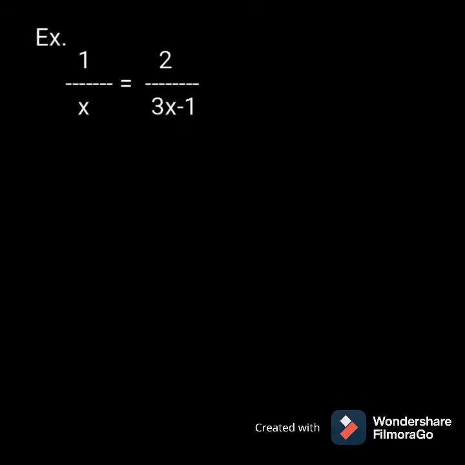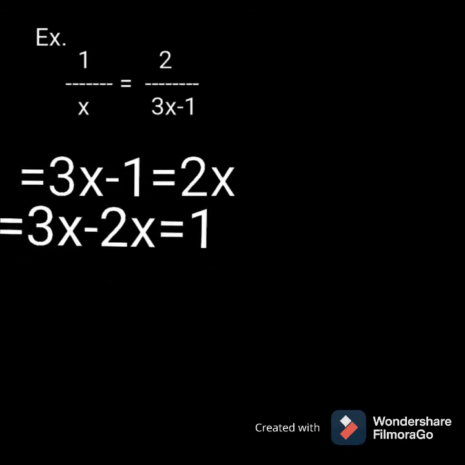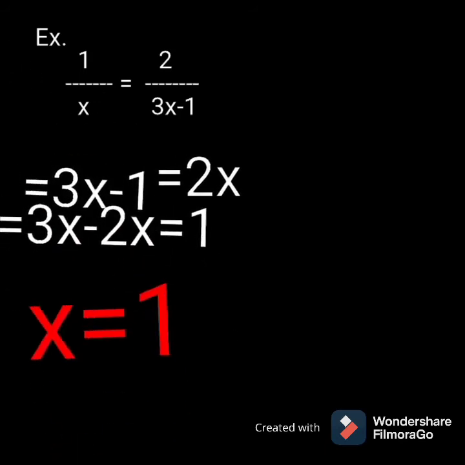The example given is 1 over x is equals to 2 over 3x minus 1. 1 times 3x minus 1 is equals to 3x minus 1. And 2 times x is equals to 2x. Now combine like terms. 3x minus 2x is equals to 1. Therefore, x is equals to 1.